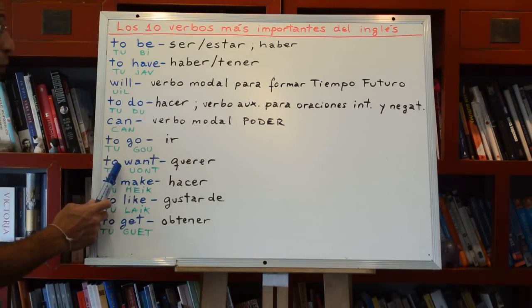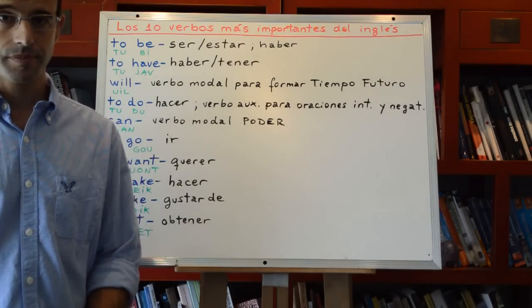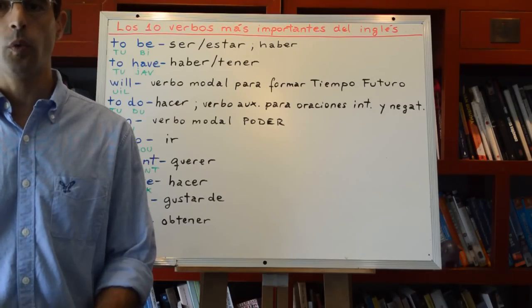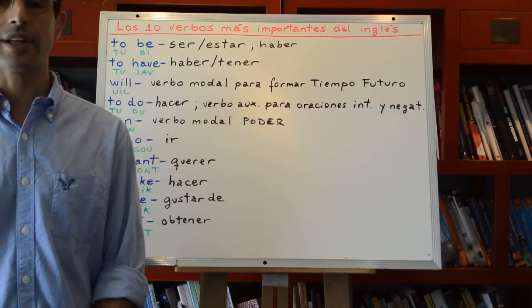Next, the verb to want. The verb to want is querer. Exactly, querer. For example, I want to go to the party tonight. Yo quiero ir esta noche a la fiesta.